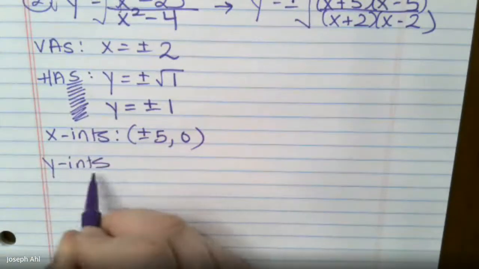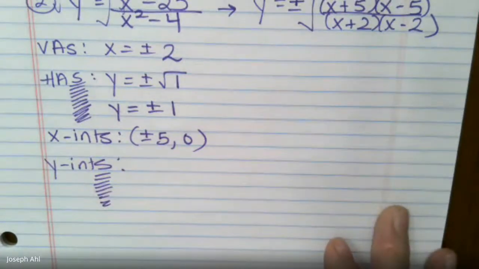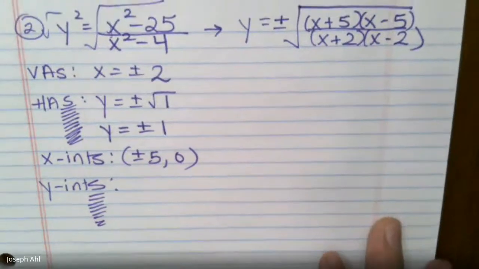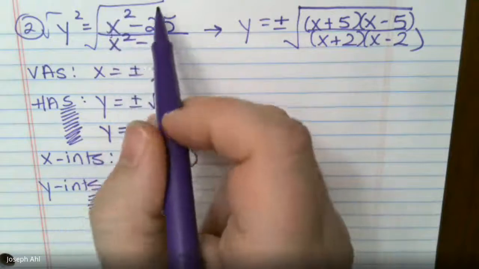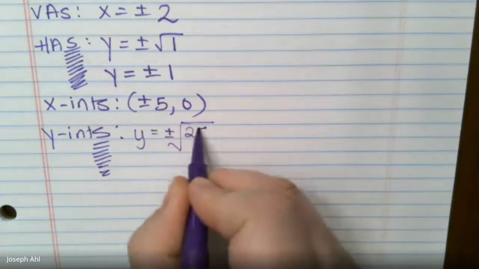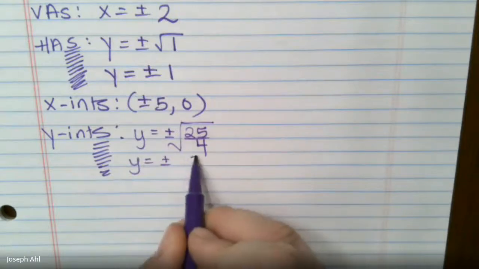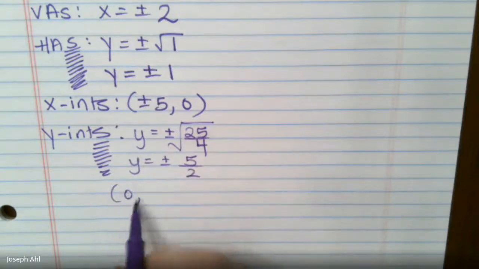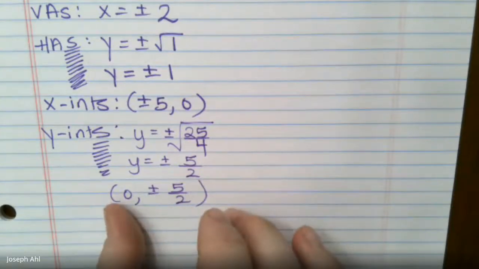And then for y-intercepts, plural, we got two of those this time as well. When you plug in 0 for x, you can come back over to the original here. Plug in 0 for those x's, you get -25 over -4. So the y-intercepts would be plus or minus the square root of 25/4, which is going to be plus or minus 5 over 2. So in coordinate form, (0, plus or minus 5/2) are going to be the y-intercepts.